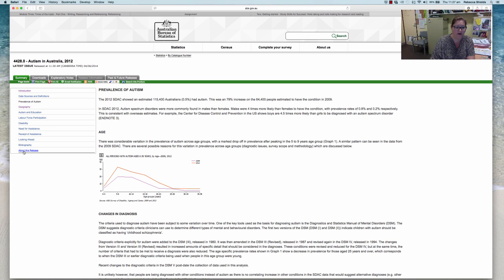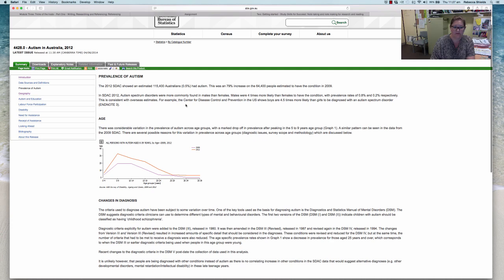So how you find that out is you can actually have a look at this release or data sources and definitions. So it will actually tell you where they've got all the data from and out of what percentage of the population they've got it from. And that's really important because there's no point saying that, out of the whole population of Australia, 115,400 Australians have autism. When did they have it? And is it out of the whole population of Australia or is it only out of part of the population of Australia? So you need to have a look at those sorts of things.